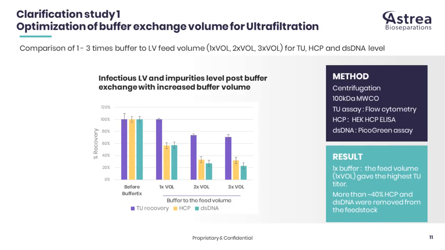First of all, we aim to optimize buffer exchange volume for the ultrafiltration step. We performed buffer exchange with 1 time to 3 times buffer volume to the feed. Then we measured the infectious TU titer, HCP, and double-stranded DNA from the clarified feed. As shown in the graph here, 1-time buffer volume to the feed gave the highest TU titer with more than 40% of contaminant removal. When the buffer exchange volume increases, we lose more infectious titer.